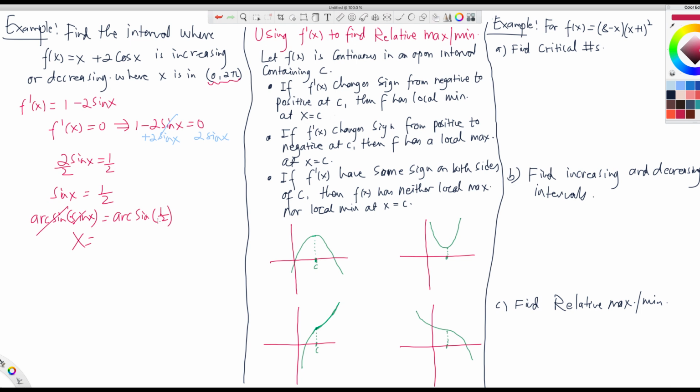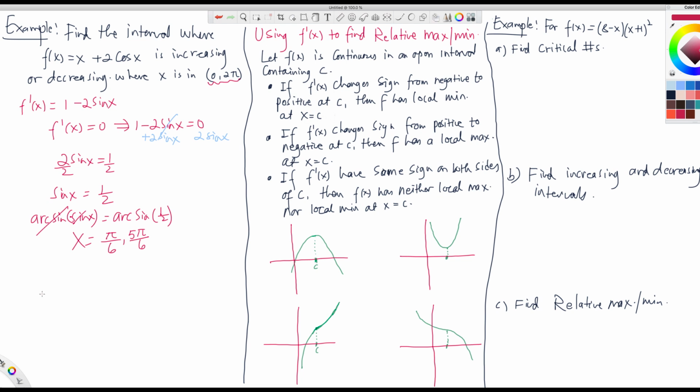Sine is positive in the first and second quadrants, meaning that you will have to look for the value in the first and second quadrants only. So you will get pi over 6. That's one value. And then the other value will be pi minus pi over 6, which is 5 pi over 6. So these are the critical numbers.